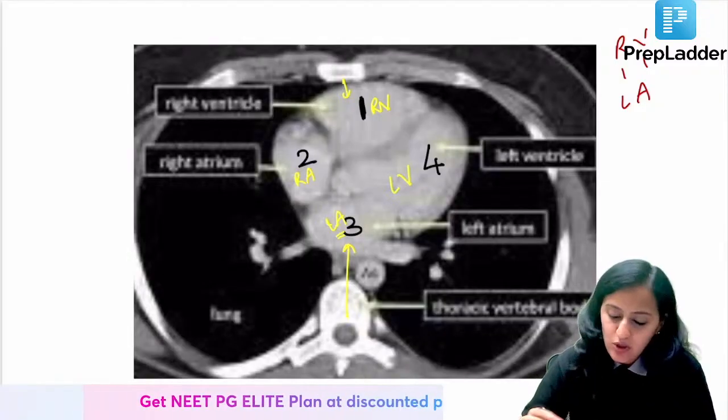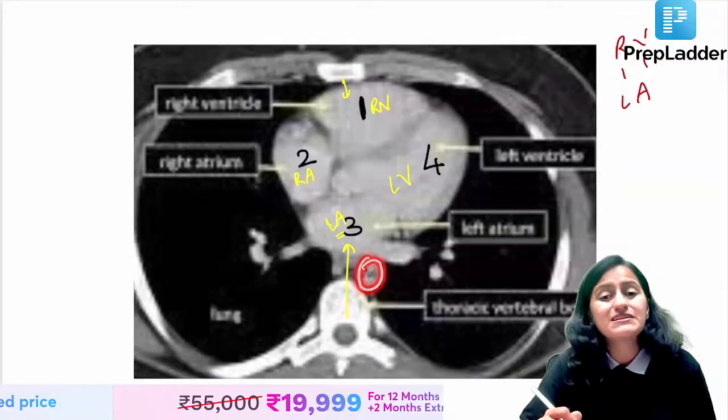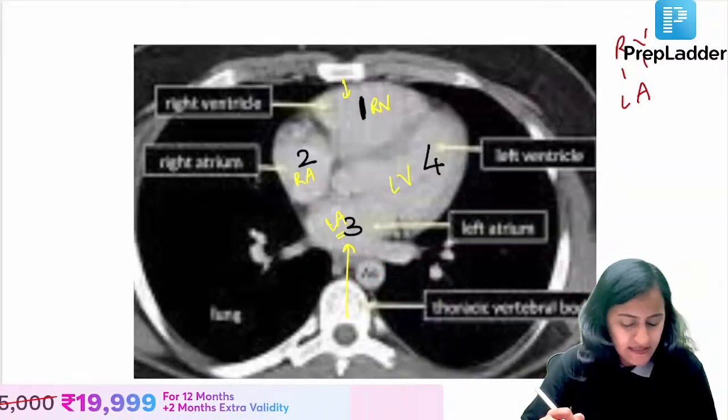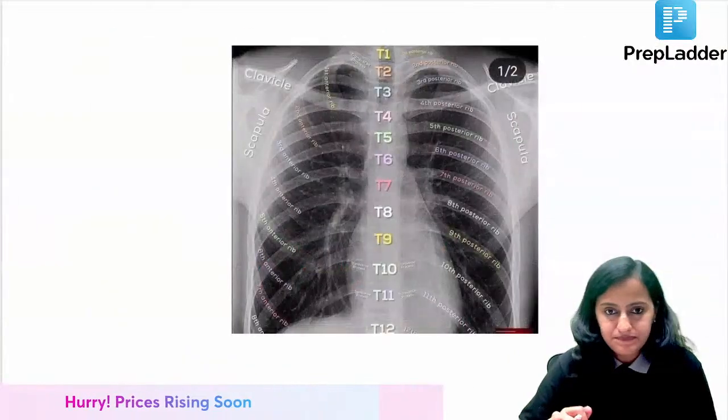So when the left atrium enlarges, it compresses on the esophagus, it can compress on the aorta like this. Esophageal compression, left atrial enlargement.